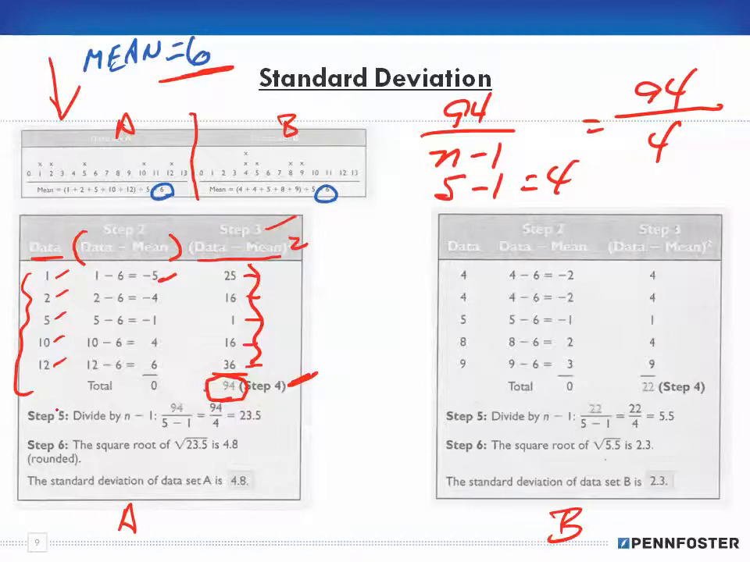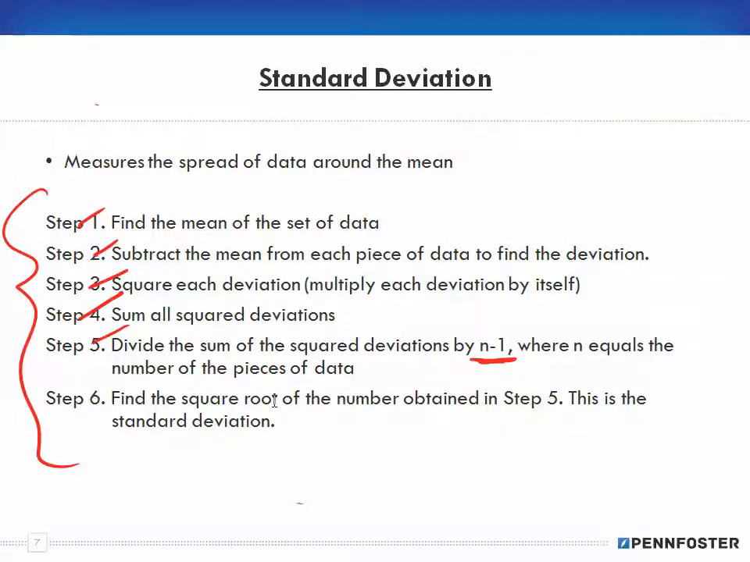As you can see for step 5 over here, divide by n minus 1. So 94 is over 5 minus 1 because n had the 5 pieces of data. So 94 divided by 4 gives me 23.5. That's step number 5. At the end of step number 5, I have 23.5. Now we jump back up and look at step number 6, and it says find the square root of the number obtained in step 5. And this ends up being the standard deviation.